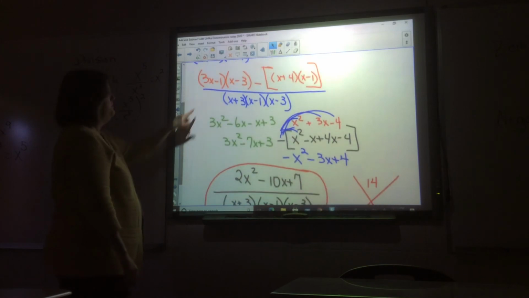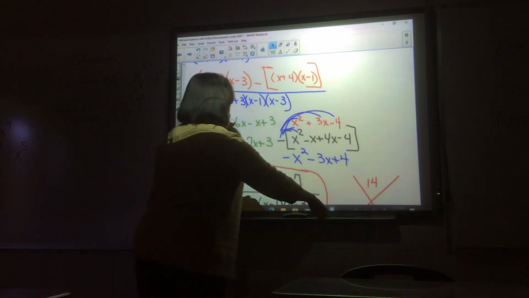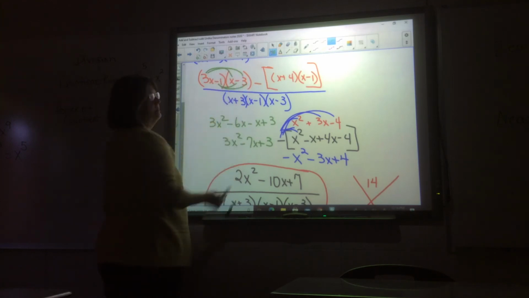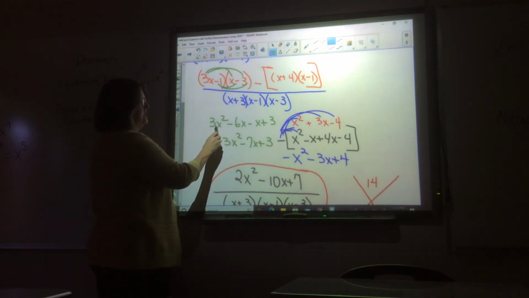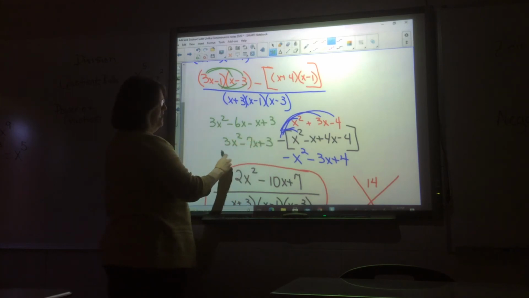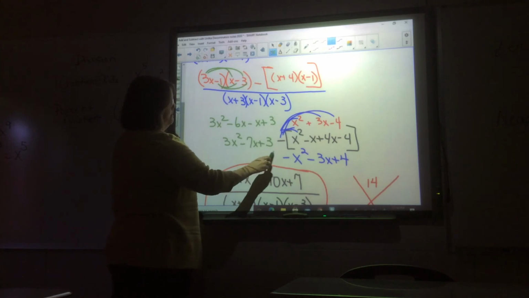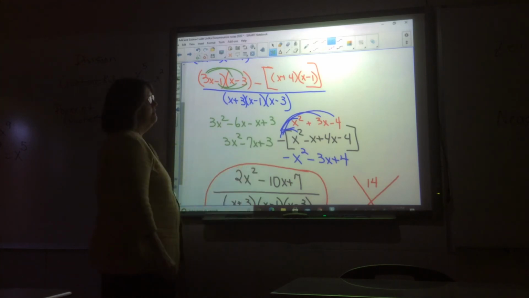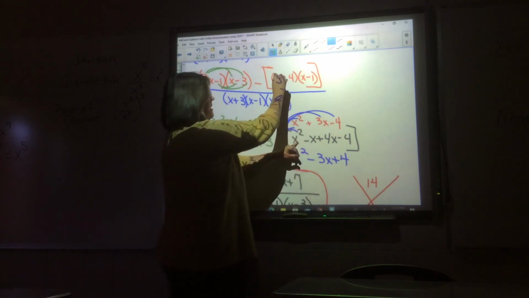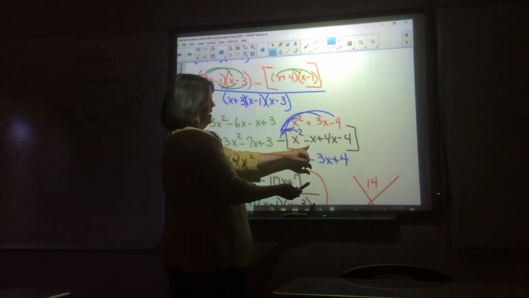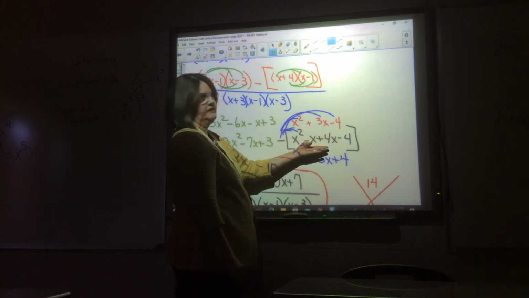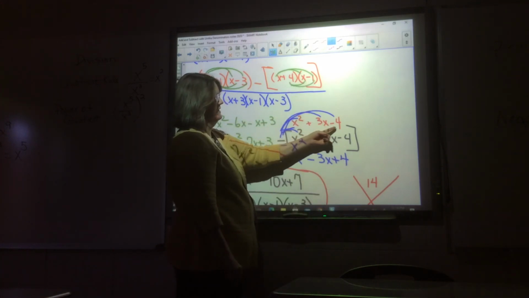All right, now I'm going to do my math here. And you've been taught how to do this. It was a while back, but you have. Remember, you have to multiply like that. So that's going to give me 3x squared minus 6x minus x plus 3. If I simplify that, that's 3x squared minus 7x plus 3. This one here, if I do that math, that's going to give me x squared minus x plus 4x minus 4, which simplified is x squared plus 3x minus 4.